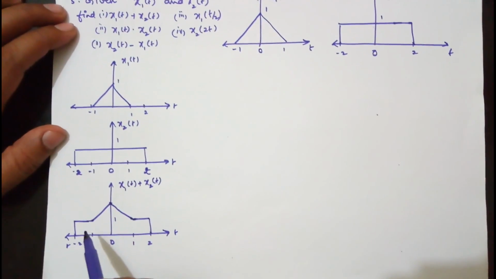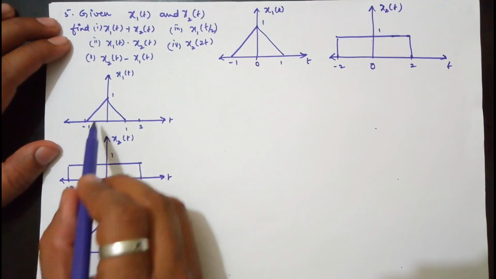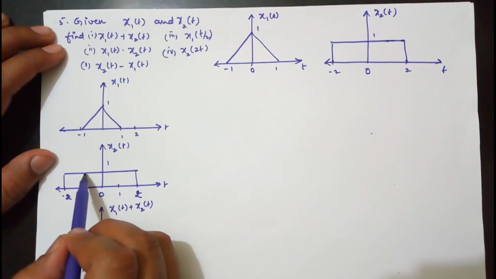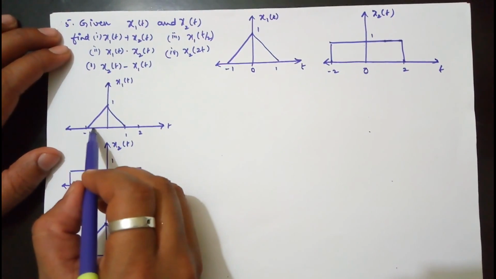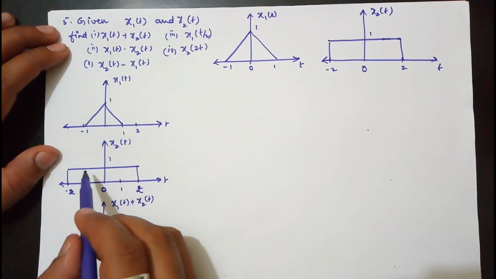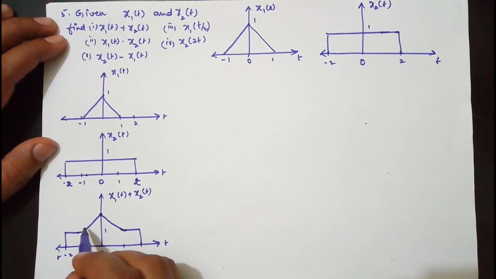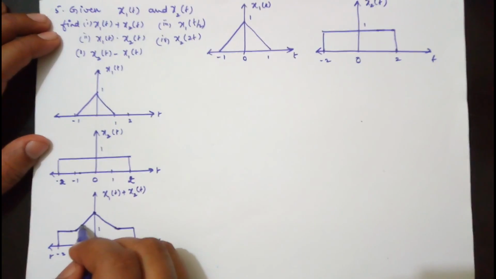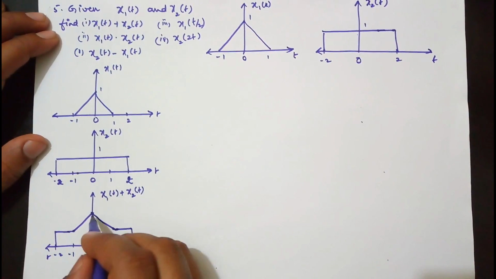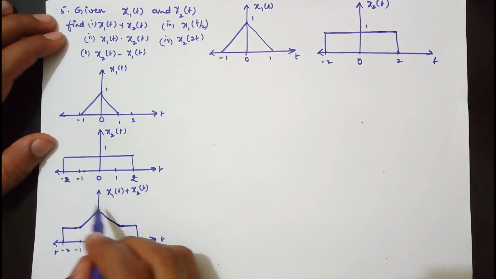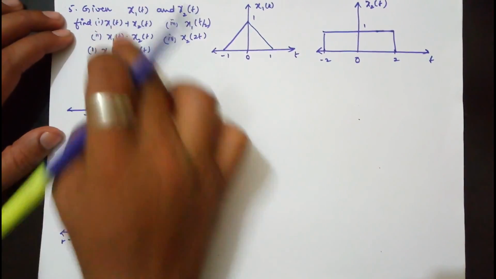So we can cross verify as well. See, if I take -0.9 here, the amplitude of x2 at -0.9 is 1, and the amplitude of x1 is 0.1. So 1 plus 0.1 is 1.1. Then at -0.8 it is 1 plus 0.2, that is 1.2, 1.3, and finally it reaches 0, where it is 1 plus 1, so the amplitude here is 2. So you get this waveform when you add these two signals.